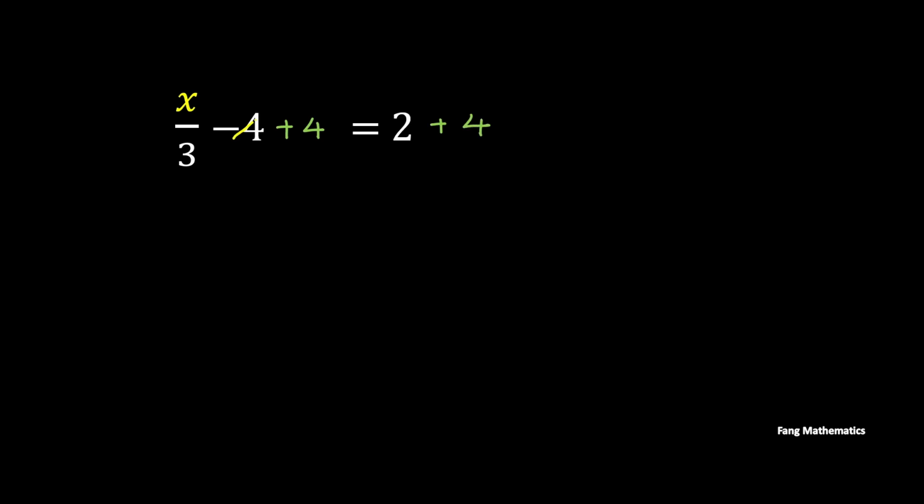Looking at your left, your minus 4 and plus 4 gets eliminated, leaving you just the x over 3. And on the right hand side, 2 plus 4 gives you 6. And this x is divided by 3, so we are to perform multiplication to both sides by 3. So you are to multiply 3 to both sides of the equation. On the left, I believe the 3 and 3 gets eliminated, leaving you the x. On the right, 6 times 3 gives you 18. And now you found your x as 18.